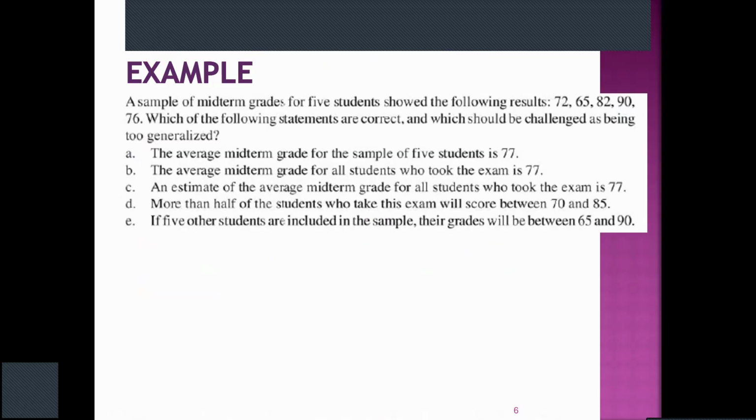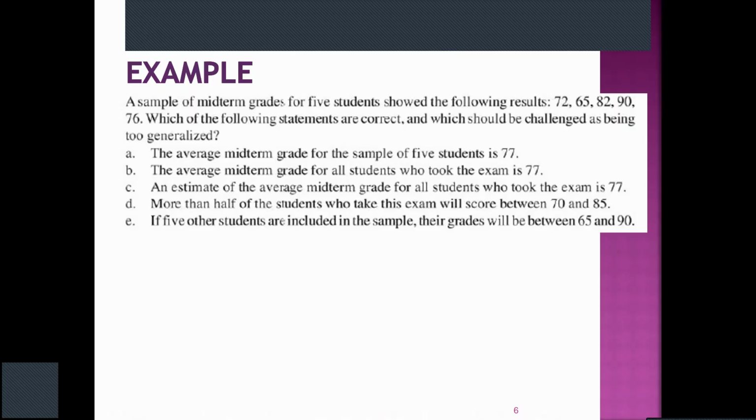Here's an example to get us thinking about this. What if we have 5 midterm grades from 5 different students, 72, 65, 82, 90, and 76? Think about which of the following statements are correct and which ones you should challenge as being too generalized. In other words, you don't really trust the inference. First of all, the average midterm grade for the sample of 5 students is 77. If you calculate it, you will find that the calculated average is indeed 77.